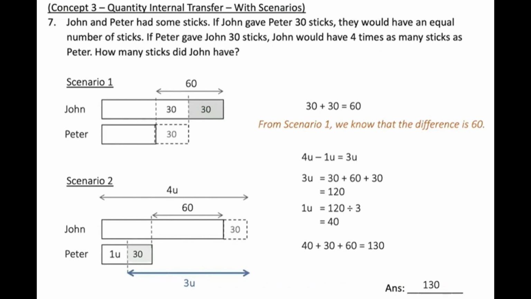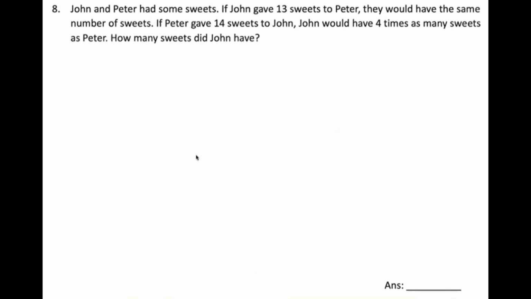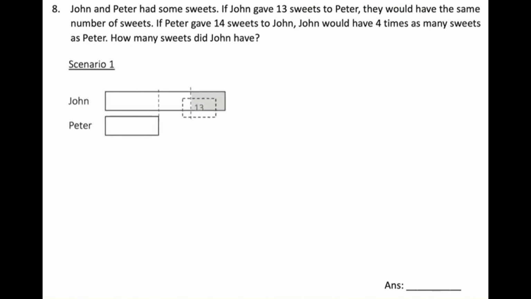Now, can we do question number 8? Okay, let's see. So the first scenario, if John gave 13 sweets to Peter, they would have the same number of sweets. Basically, it's just saying John has 13 times 2, 26 more sweets than Peter. Okay? So you draw a model, looks like this. 13 give to Peter, they'll be equal, right? So there's 13 here, and this is 13 that's given away. So to get all together, it is 26 more. So John has 26 more than Peter. So this is basically what this first scenario is trying to tell you. Just trying to tell you John is 26 more than Peter.